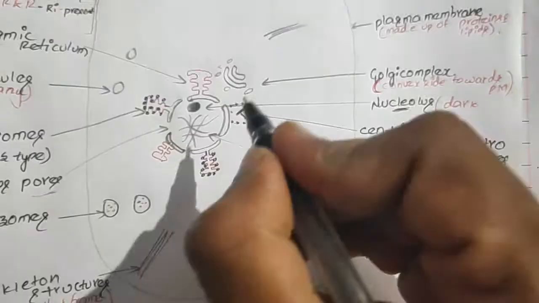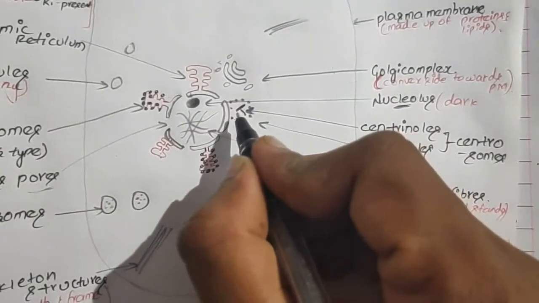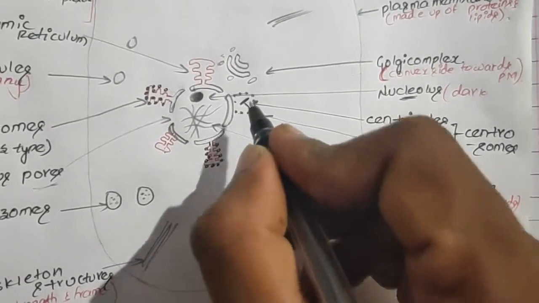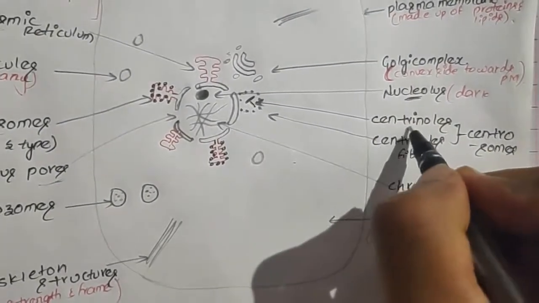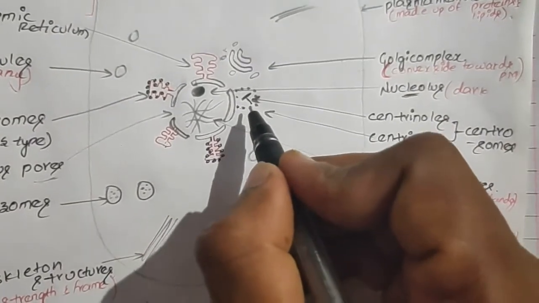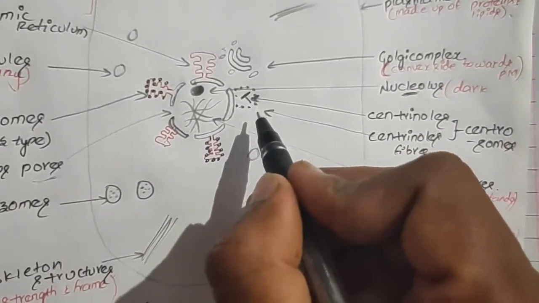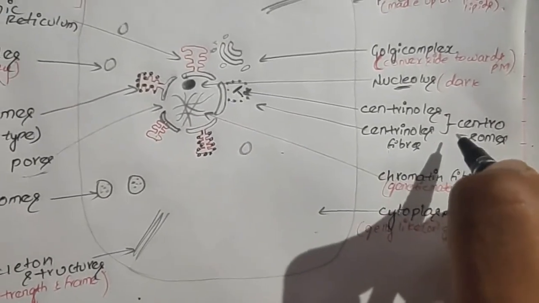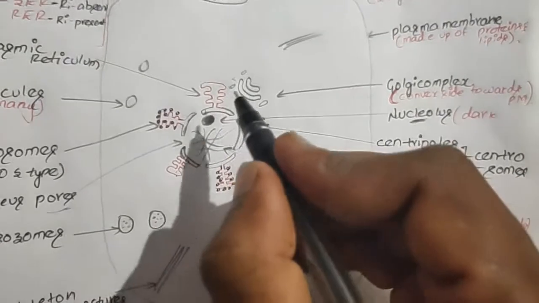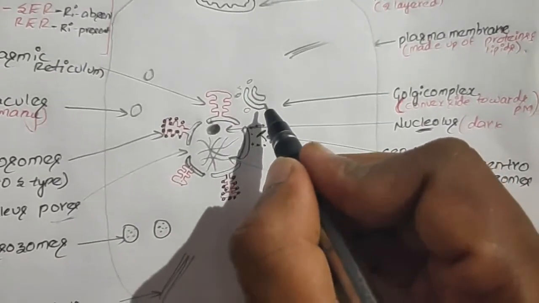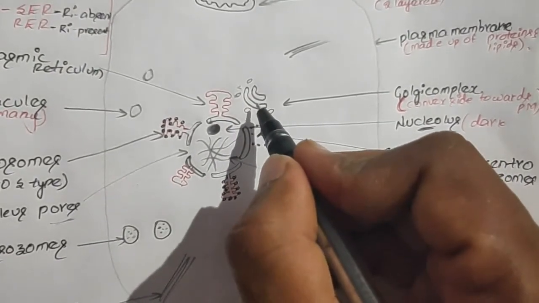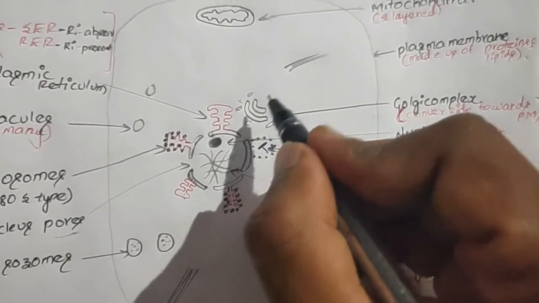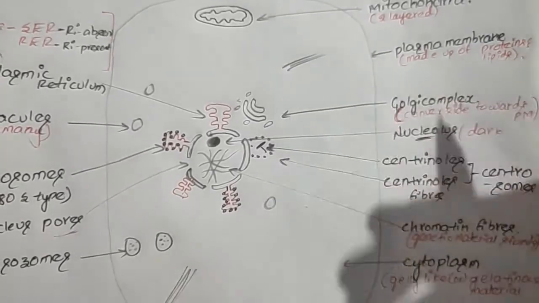Near the nucleus are present two rod-like structures, which are at right angles to each other and known as the centrioles. Around these centrioles are present exactly nine centriole fibers, and both the centrioles and centriole fibers are known as the centrosome. The next organelle is the Golgi complex. This Golgi complex is a convex-concave type of body. The convex side is placed towards the plasma membrane.